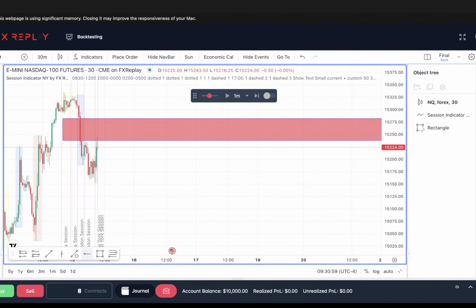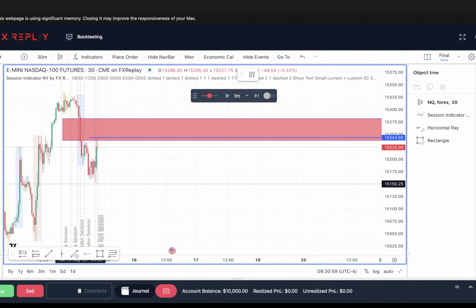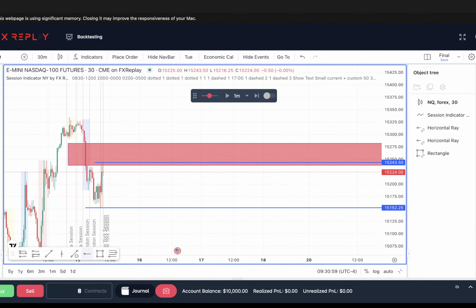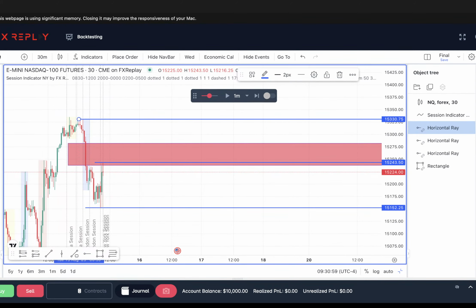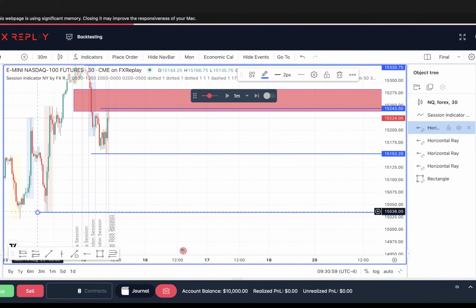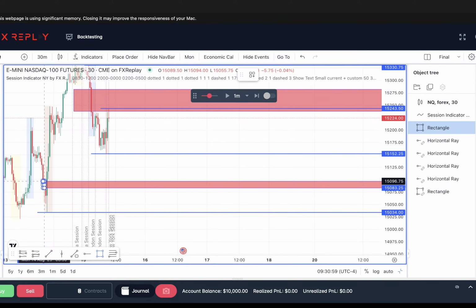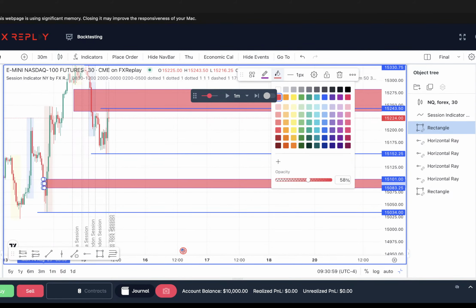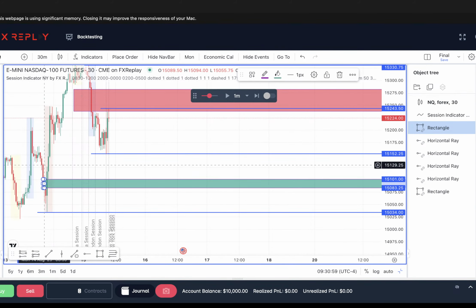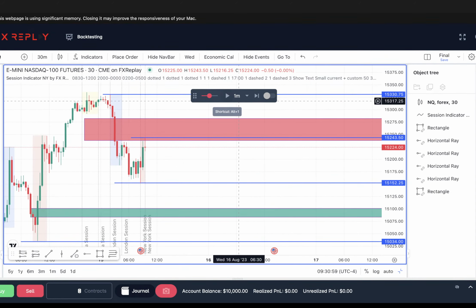Let's mark the liquidity from 9:30 because sometimes it likes to sweep at that macro hour. We'll mark this London high, and we'll mark here, and then let's mark the lowest of the fair value gaps, because if we go down, this one's too close for a take profit. All right, let's see how this plays out.